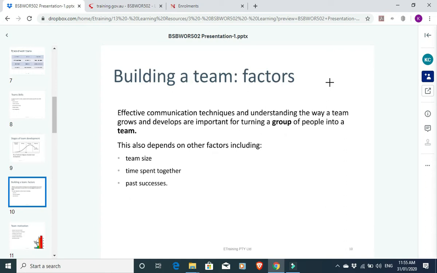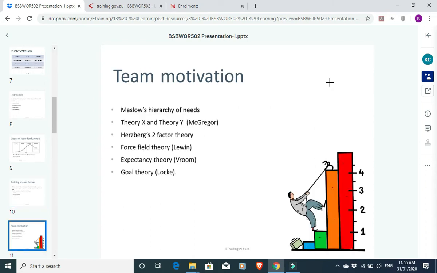And so, what are the factors that help develop a team? Effective communication techniques and understanding the way a team grows and develops are important for turning a group of people into a team. And this depends on the team size. How big is the team you intend to build? How much time do they need to spend together? What are their past successes as individuals and as a team? And this helps them forge a new way forward.